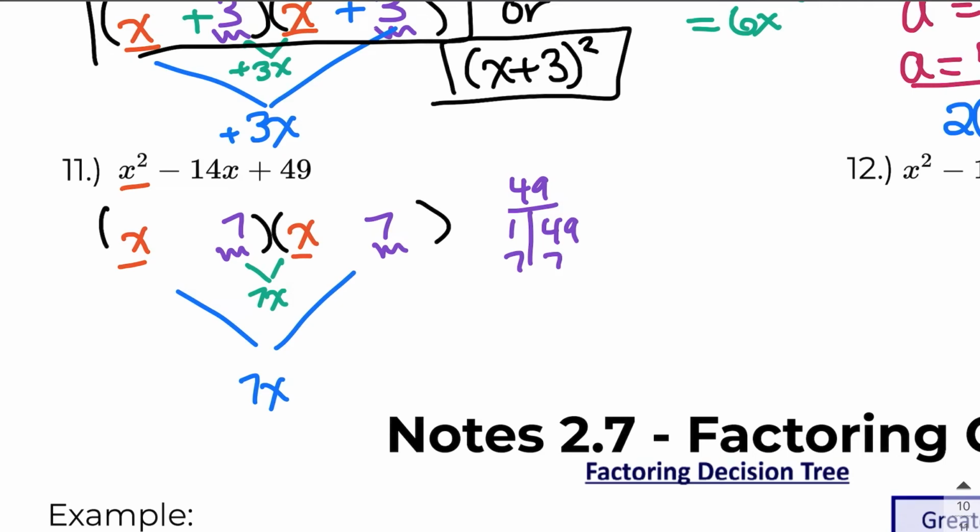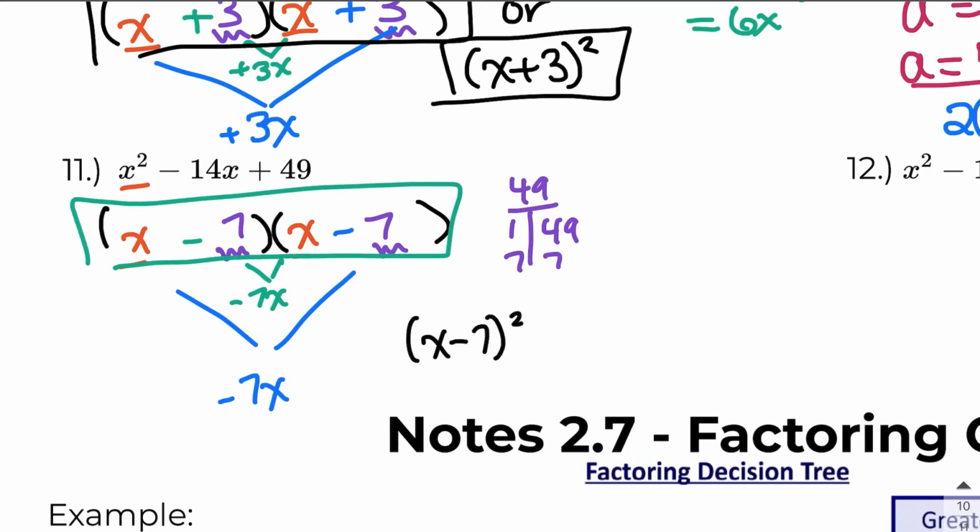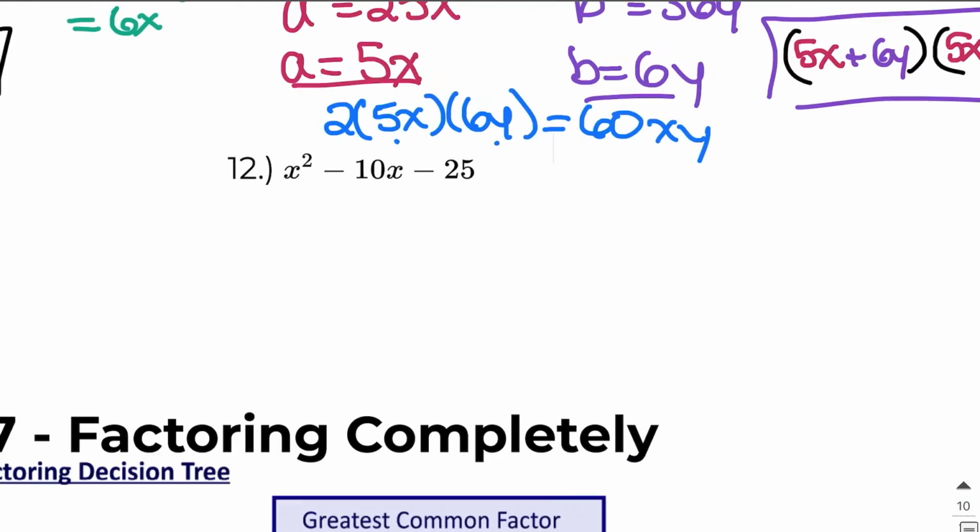But in order to get this negative 14x, the 7x here has to be negative, the 7x here has to be negative. So this is a minus 7, this is a minus 7, and this right here is my final answer. Or you could also just say (x - 7) squared. Either one of these would work. And then in our last example, I also want to do some guess and check for this one right here.